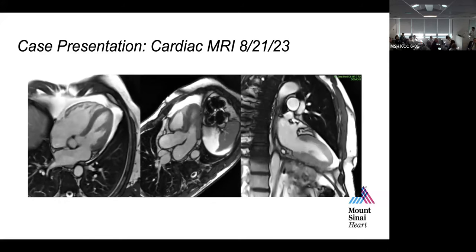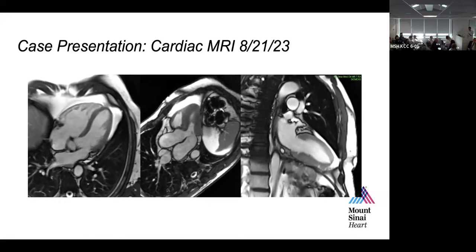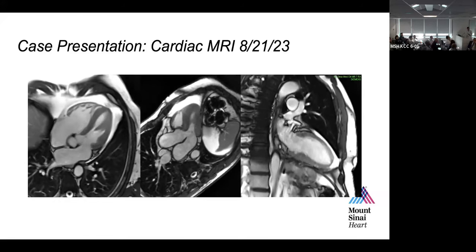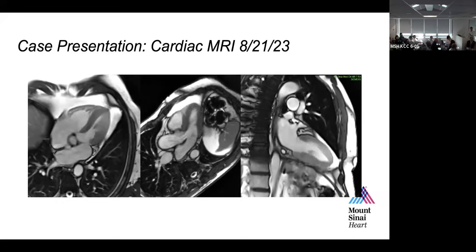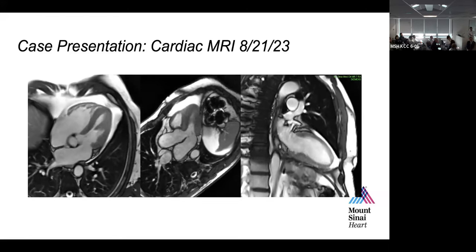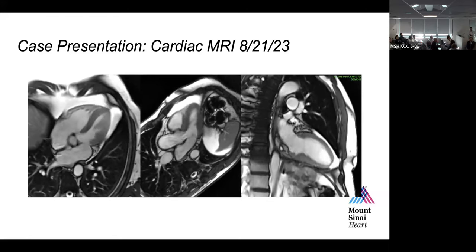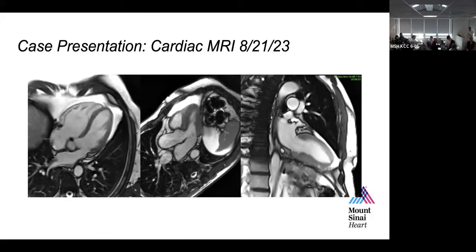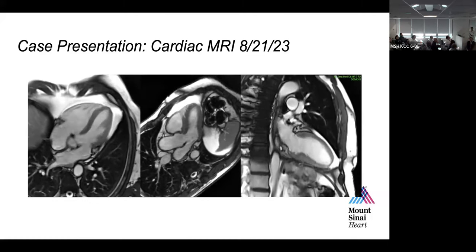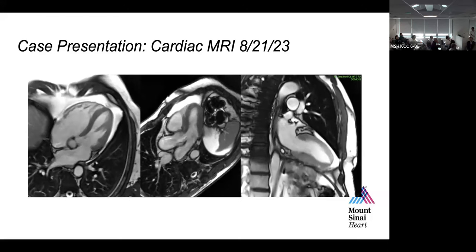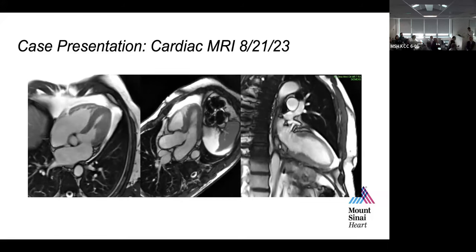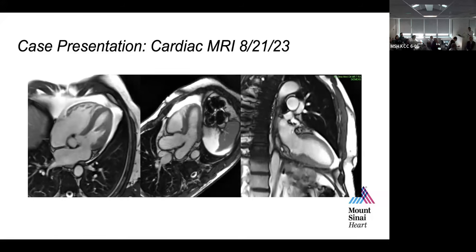The other thing is, I'm looking at this, the RV function looks normal. I'm looking at the RV free wall. I don't see any dyskinesia, any regional wall motion abnormality. And then when I'm looking at that 4-chamber, I can already see the descending aorta, and on the opposite side, that would be the right lower pulmonary vein that returns and connects normally to the left atrium. I can also see the part of the atrial septum on that 4-chamber, that's where a secundum ASD would be commonly present.